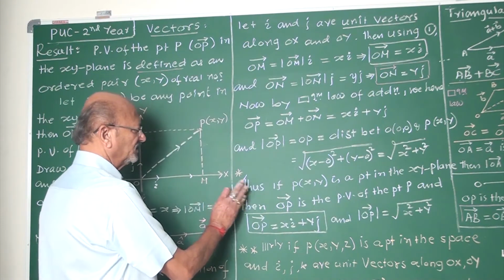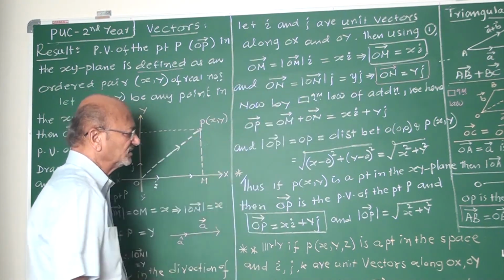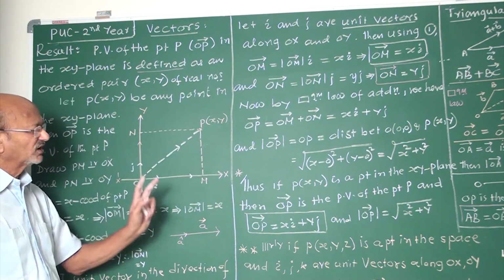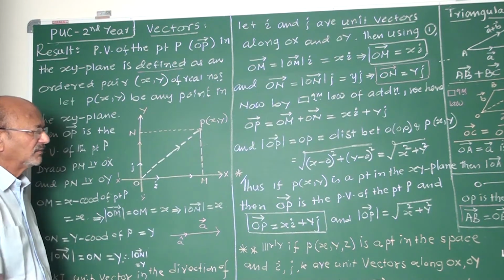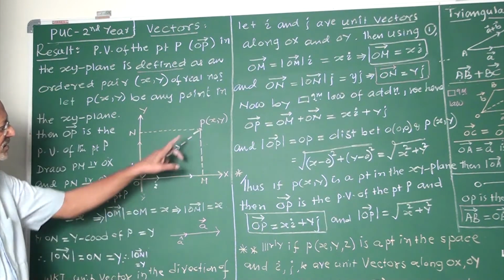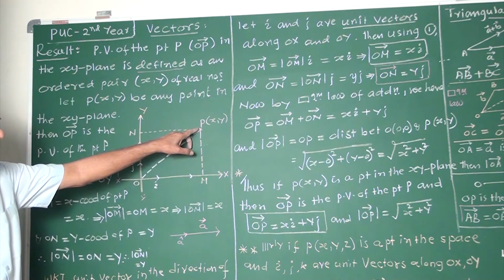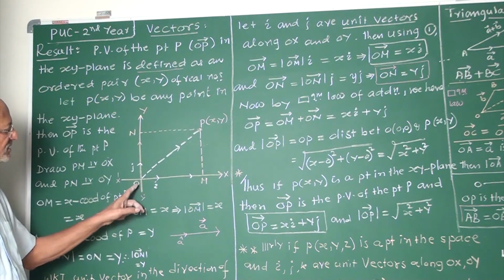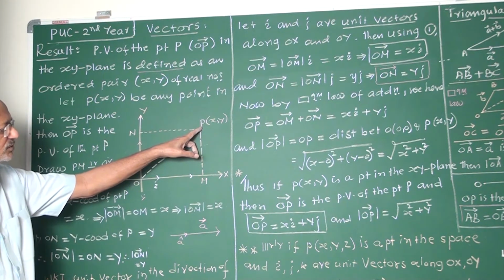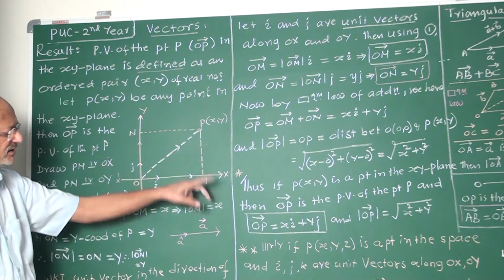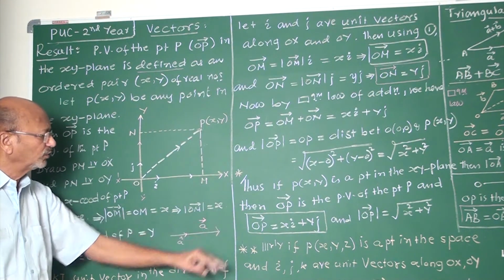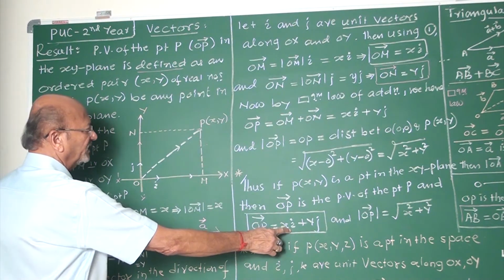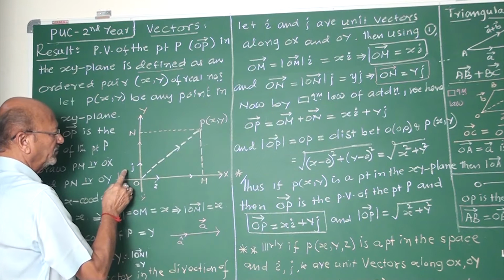From all these, this is the important step, my friends. This theorem has so far not appeared in any board exam, but for the knowledge: if P(x, y) is any point in the xy plane, then OP is the position vector of the point P, and that position vector of the point P equals x coordinate multiplied by i plus y coordinate multiplied by j.